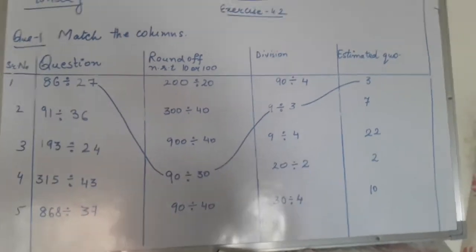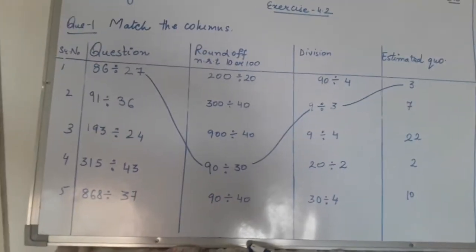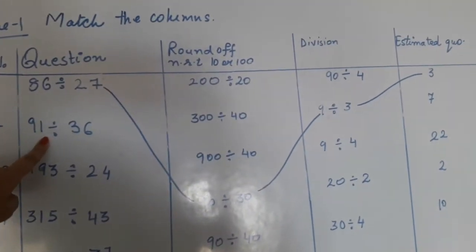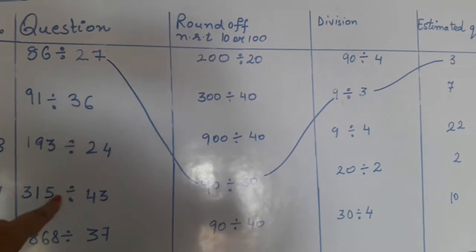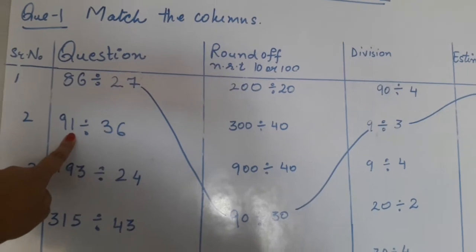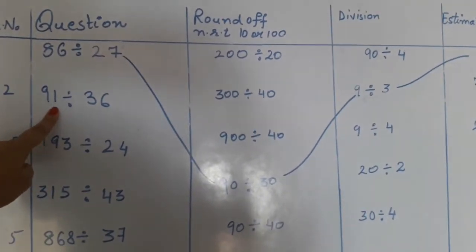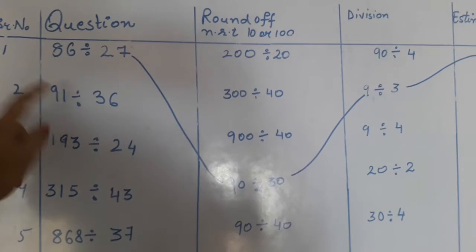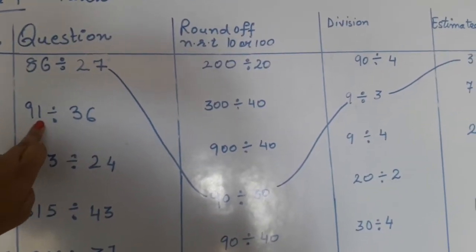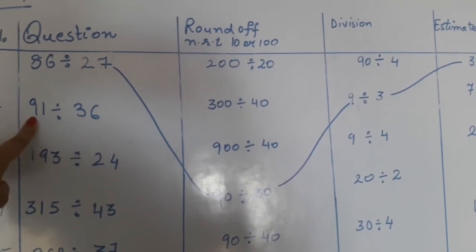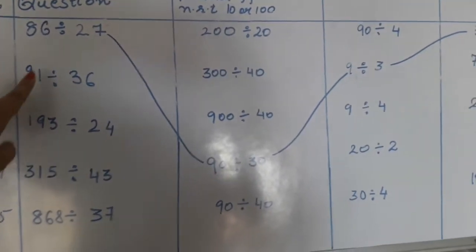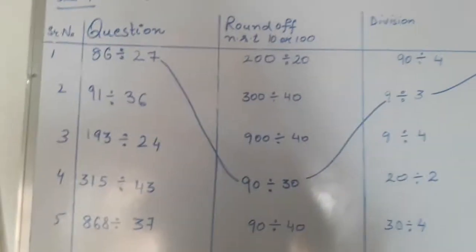Okay, now next is 91 divided by 36. Again we will round it nearest to the tens. For tens, which place will we see? We will see our ones place, and now at the ones place it is 1. Now 1 is less than 5. Then we will do nothing, just put 0 at the ones place. We will not add 1 to the tens place. Why? Because our ones place is less than 5. Now this number 91 becomes 90.